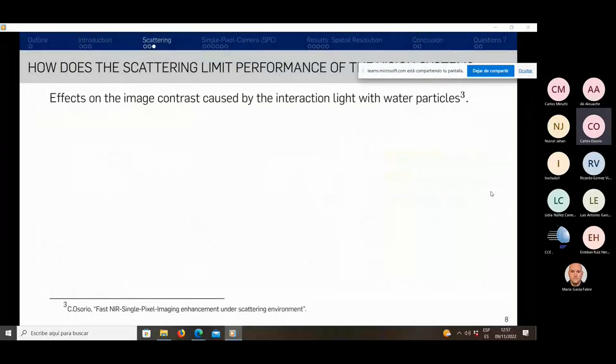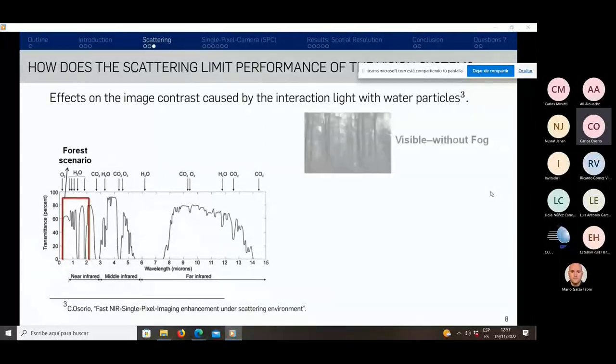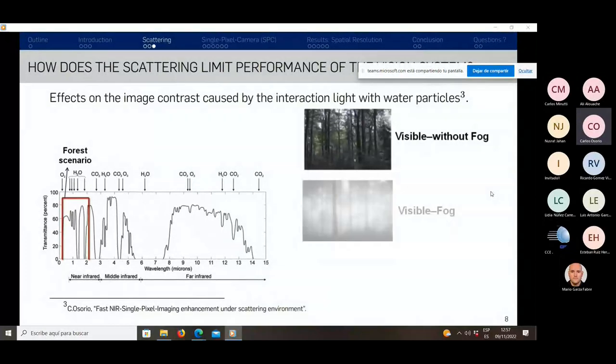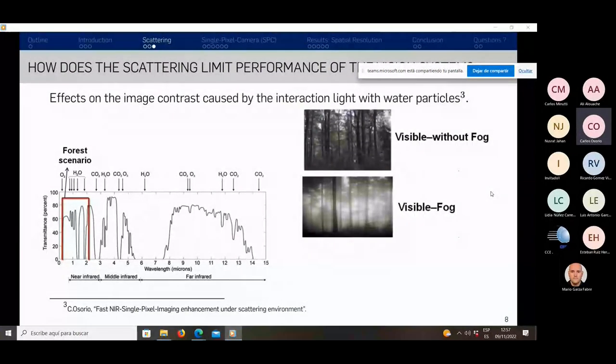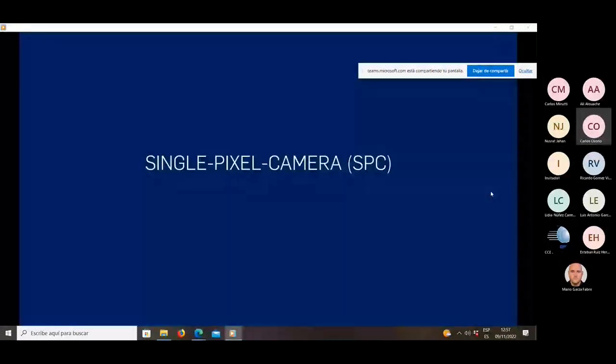In the case of the vision system, different scattering increases, reducing the contrast of the imaging and limiting the performance of the vision system in maximum capture distance and spatial resolution. For resolution, the vision system will activate illumination in a wavelength such as near infrared. Begin the single pixel camera as one of the best available options for implementation in these new bands. Single pixel camera, SPC.